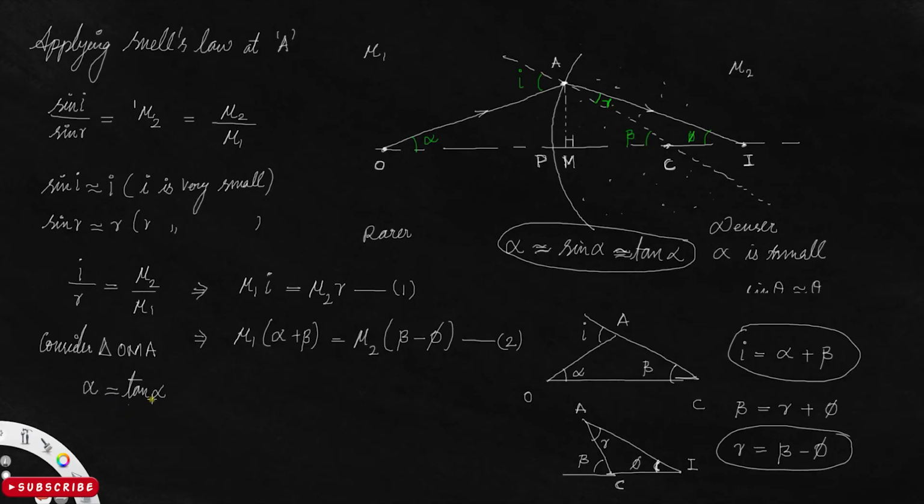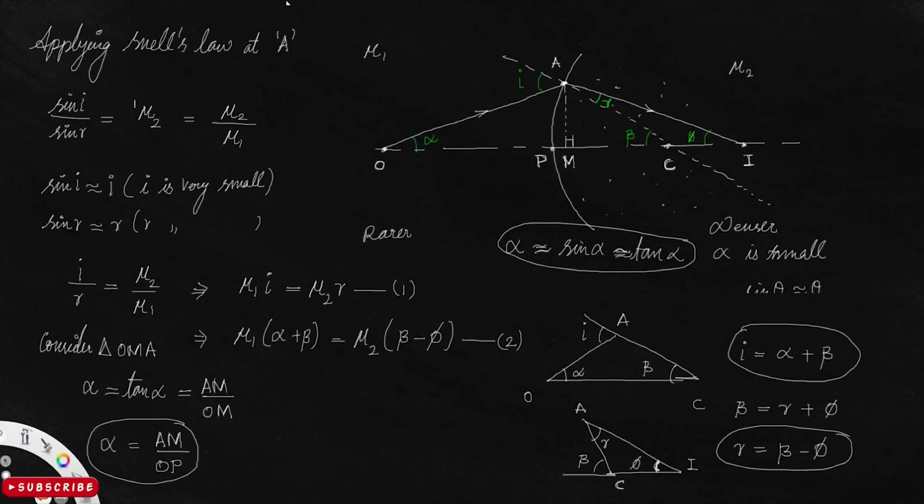Okay, so tan alpha is equal to opposite side AM divided by adjacent OM. So alpha is approximately AM divided by OM. One more thing: P and M are very close to each other, so OM is approximately equal to OP since PM is almost 0. So instead of OM, I can write OP. So this is the value of alpha.